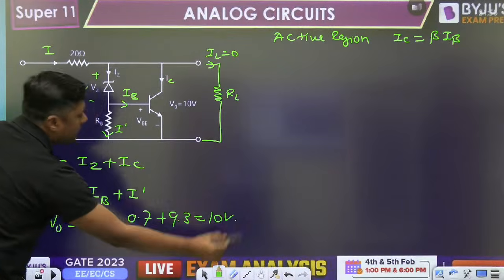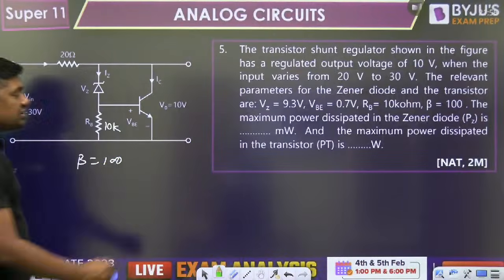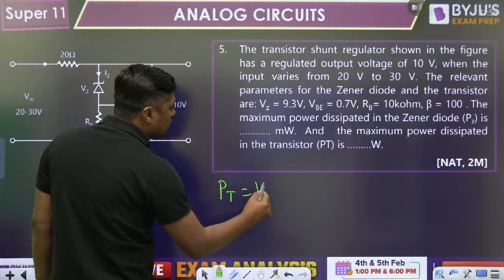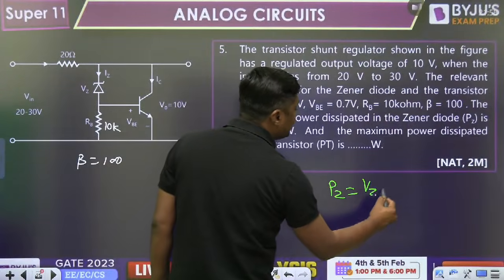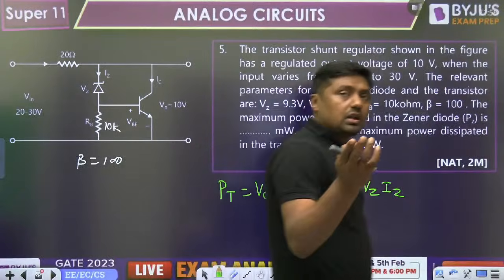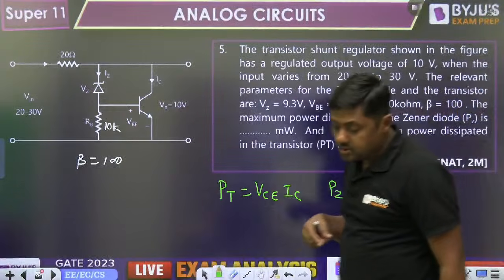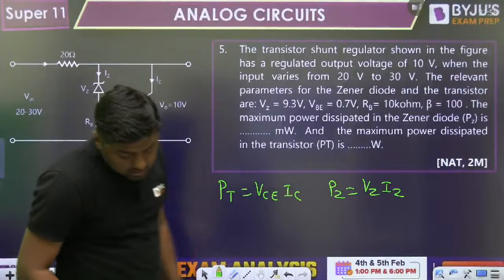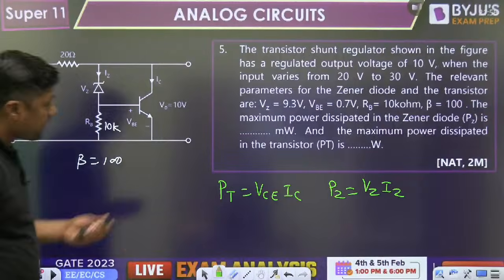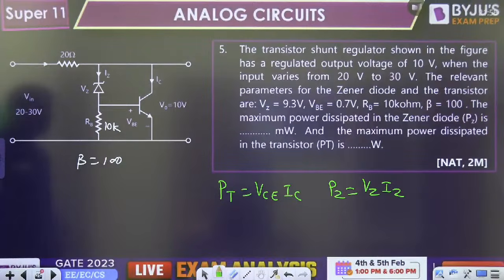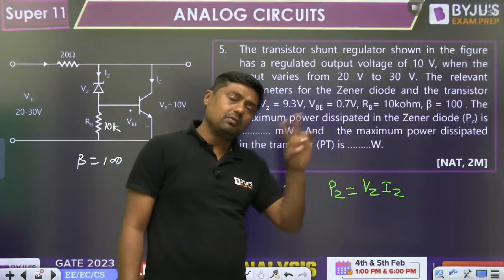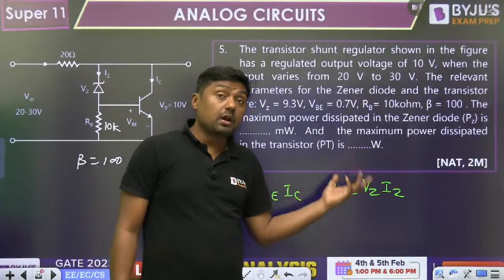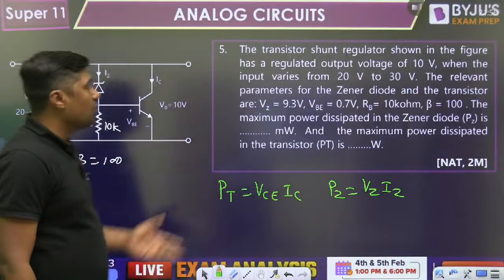Now what is asked in the question? Power dissipation across the transistor is nothing but VCE into IC. Power dissipation across the Zener diode is VZ into IZ. Everyone, solve this question I have given. Please give me the answer in the comments box. VZ into IZ is the power dissipation across the Zener diode, right? There may be only one question. I have put two questions, but in the exam they will give you one question, or it may become MSQ also.